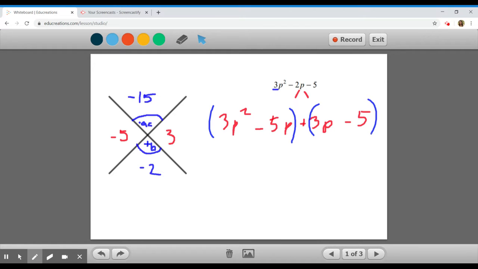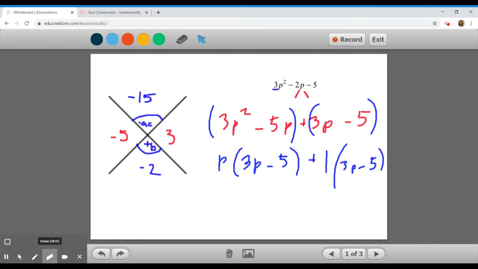If I ignore the second half for a second, I'm just going to look for a GCF of the first piece. In 3p squared minus 5p, I could factor out p. And I'm left with 3p minus 5. In the second half, I don't have a common factor. So I'm going to factor out a 1. And from there, I'll have 3p minus 5.